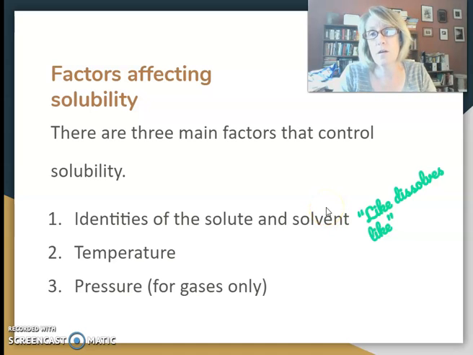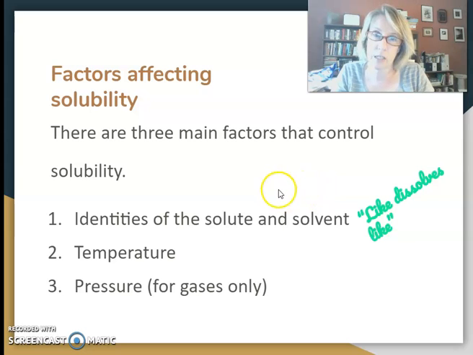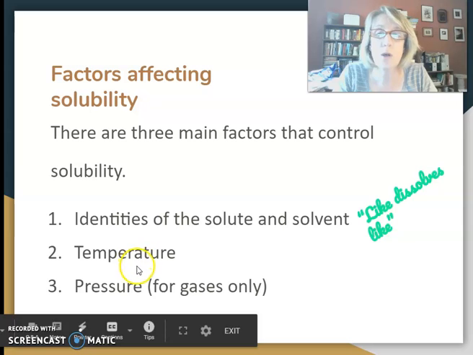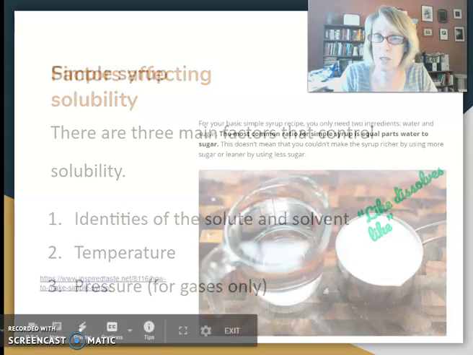And then you have to look a little further and ask things like how big they are and what those attractions are. But that's kind of the first rule to follow. And then we look at temperature. As we increase temperature, we're going to increase the solubility. And if we're talking about solutions that are made up of gases, we also can note what happens as pressure increases. Okay, so let's take a look in more detail at temperature.